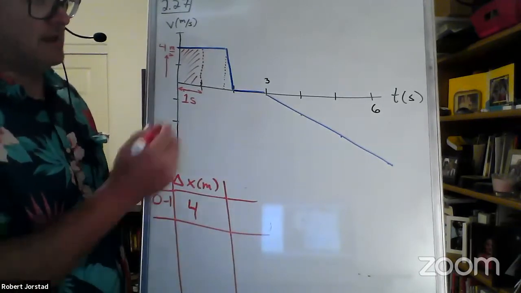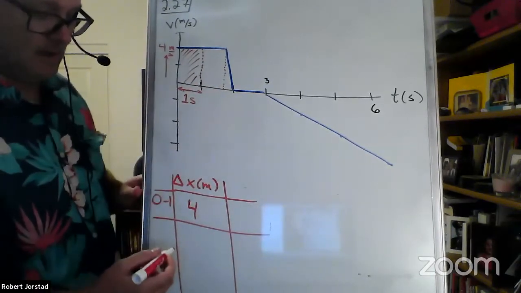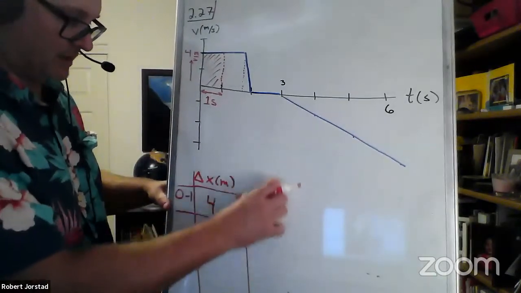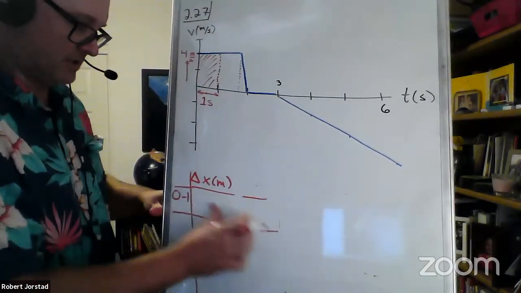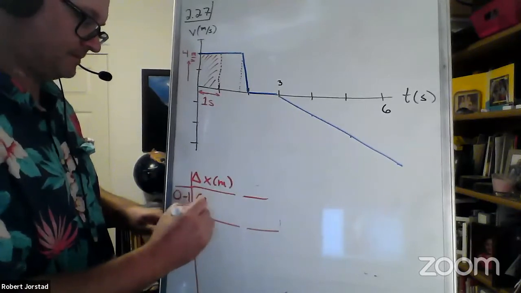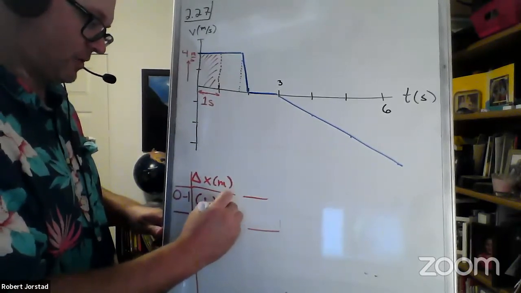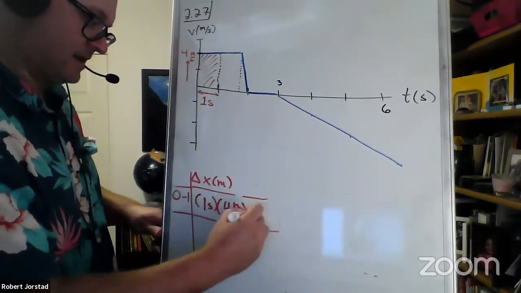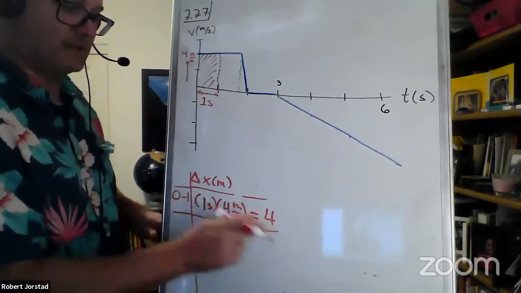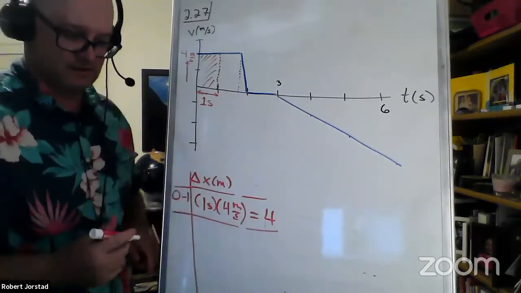All right. And then the next section, let me give myself a little bit of room here. So let me just show you what I did there. I did 1 second times 4 meters per second equals 4. And I'm not going to write the units on the last one just because I got it there.